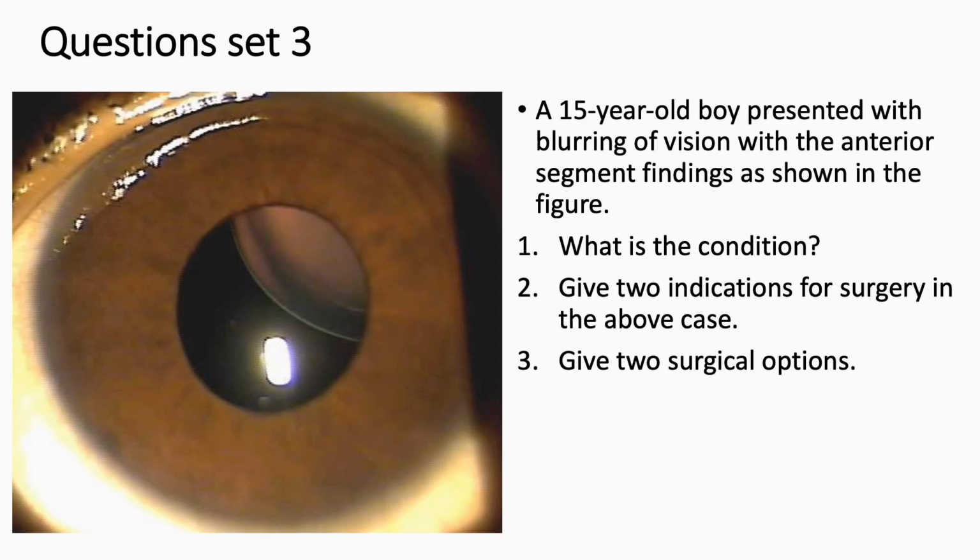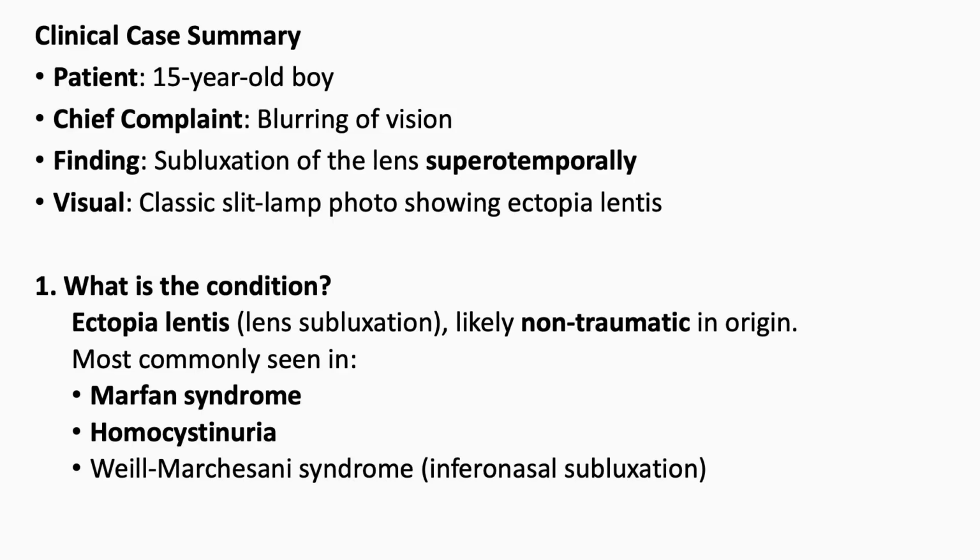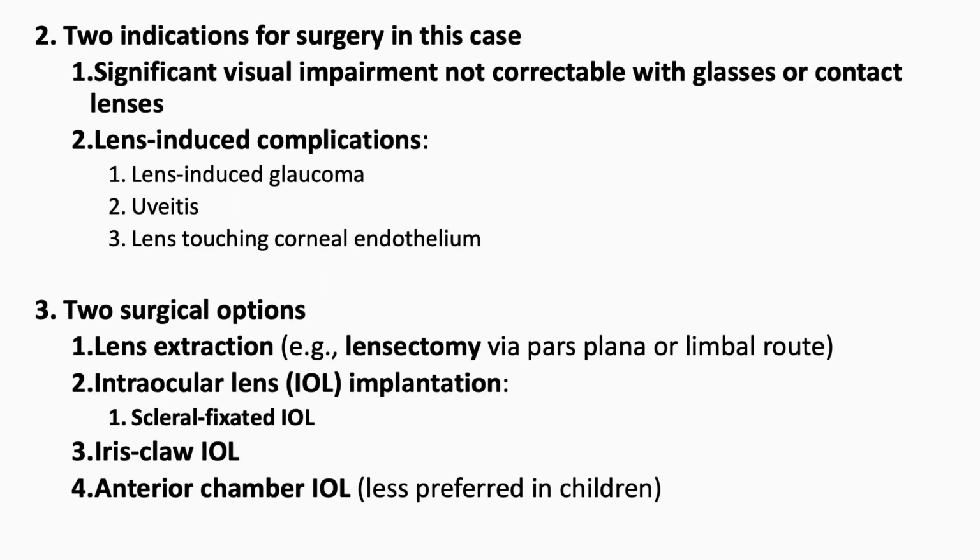Let's finally address the third question. What is this condition? It is known as ectopia lentis, likely non-traumatic in origin, mostly Marfan, homocystinuria or Weill-Marchesani. What is the indication for surgery? If the visual impairment is significant and not corrected with glasses, then we can operate. Also if there are secondary lens-induced complications like lens-induced glaucoma, uveitis, or lens touching the corneal endothelium.